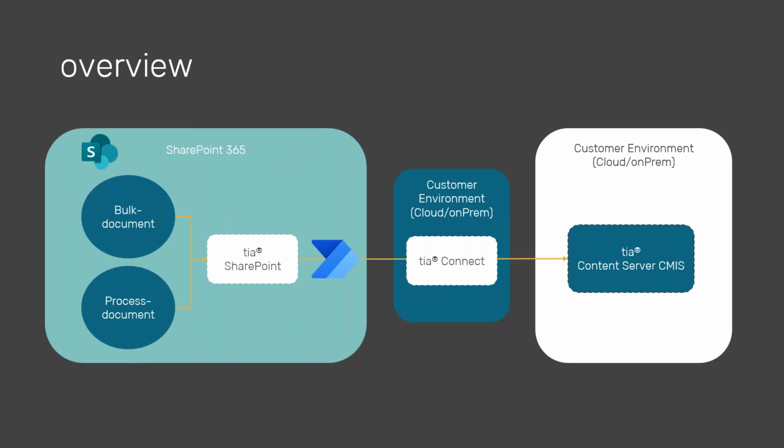The other we call process documents. That's the user-based process with user interactions, where archiving of a document is triggered by user interaction, for example, explicitly by clicking the archiving button or changing the status.